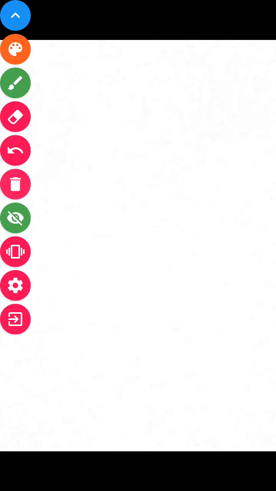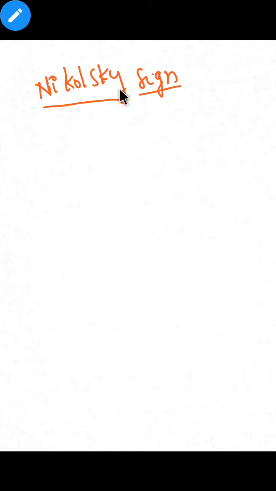And there are certain important signs in this vulgaris. The signs are, one is Nikolsky sign. I will write it here, Nikolsky sign. Let us see what is this Nikolsky sign. So basically what happens in this Pemphigus vulgaris, there is formation of blisters, right? So we can say blisters are formed, right?